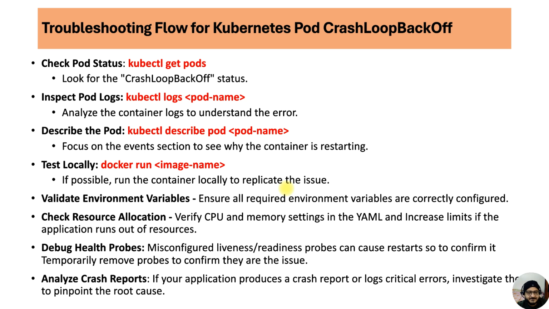Next thing, debug health probes. Misconfigured liveness or readiness probes can cause restarts. To confirm it, you can temporarily remove the probes from your manifest file and try to run your container without them. You will easily identify whether these probes are causing the issue in starting the container. Another thing, analyze the crash report. If your application produces a crash report or logs critical errors, then investigate the complete crash report, so you can easily identify what is happening inside your container and your application.